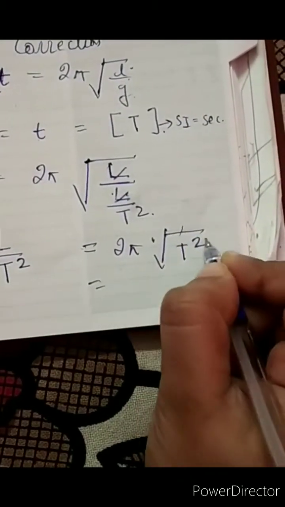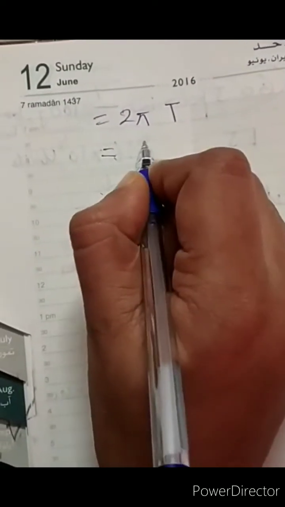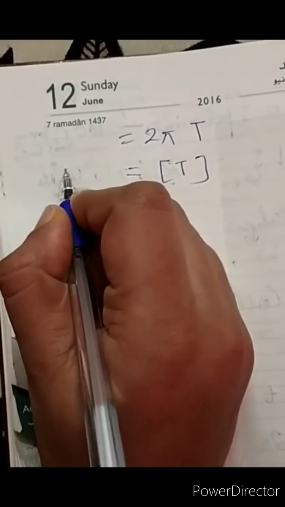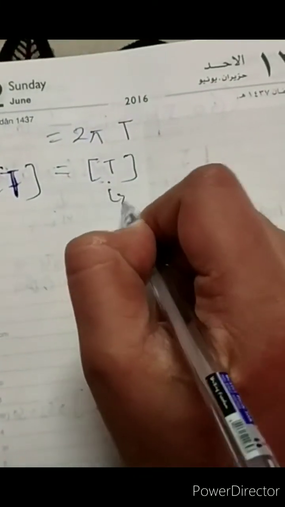That is 2 pi T. Since 2 pi is a constant, it is just a number: 2 is a number, pi is a number, only T we need. So we are left with 2 pi into capital T. T means time, so can I write only T? In the LHS we are left with T, and in the RHS we also end up with T, and of course the standard unit is seconds. So this formula works well. This formula is correct.